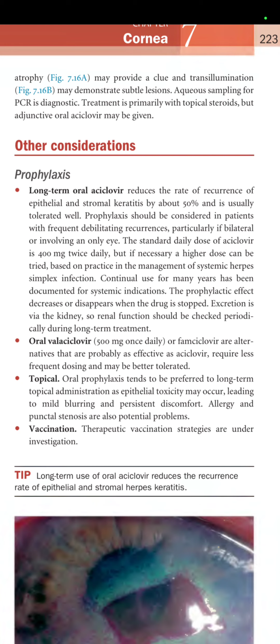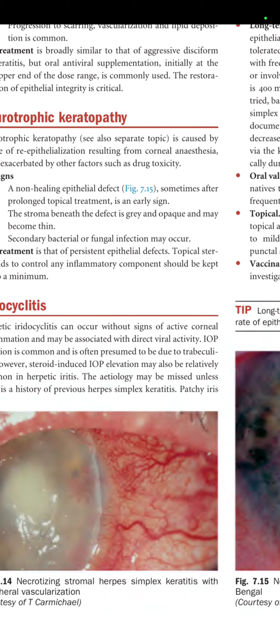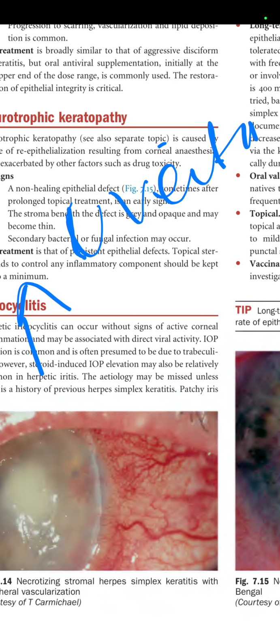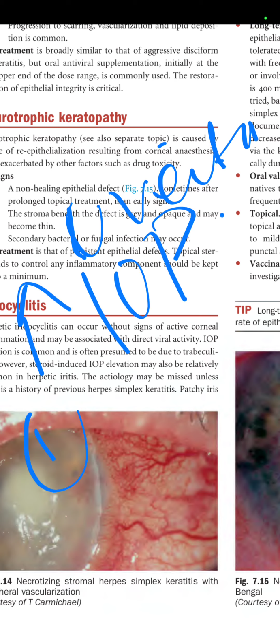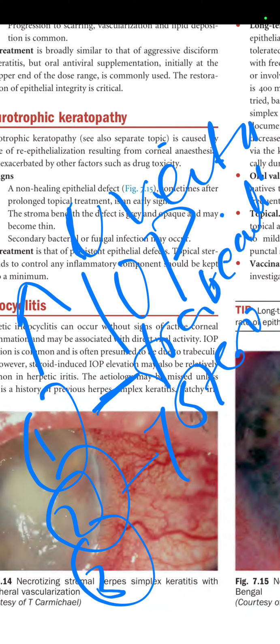So let me tell you briefly what he says. Basically, he is saying that in a case of uveitis due to HSV, why do we get high IOP? There are reasons. Number one is there is basically trabeculitis. There's an inflammation of the trabeculum. Secondly, there is a steroid induced glaucoma, and there is a third which is not mentioned here, because the cells are deposited in the trabeculum and they are causing blockage of the trabeculum.